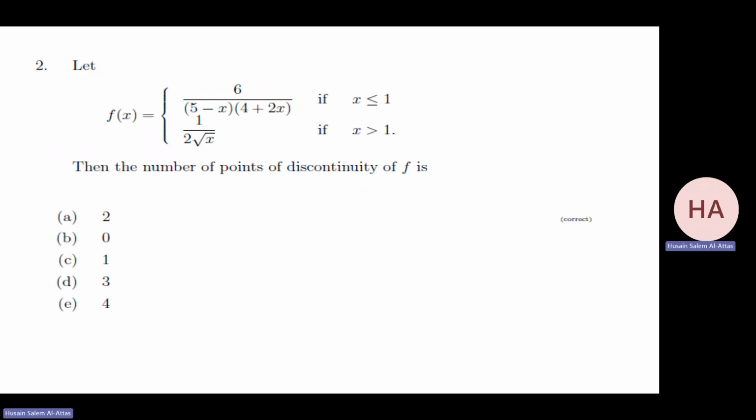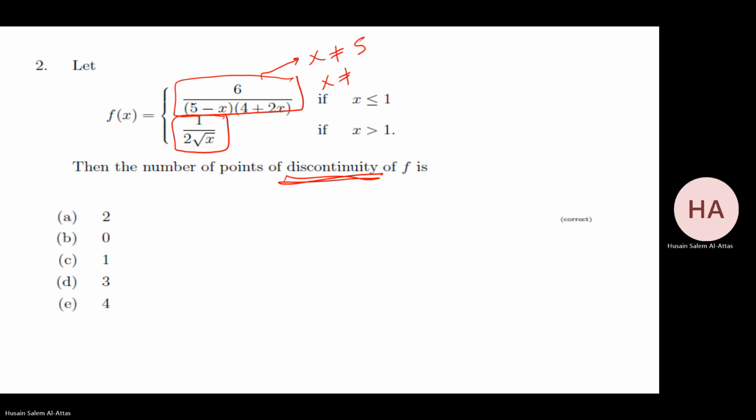This function, then the number of points of discontinuity. Let's be careful here. You need to check each function first. You check this function, then check this function. Now this function is discontinuous if x not equal to 5 and if x not equal to -half. I need 5 minus x not equal to 0 and 4 plus 2x not equal to 0. That means x not equal to -2.